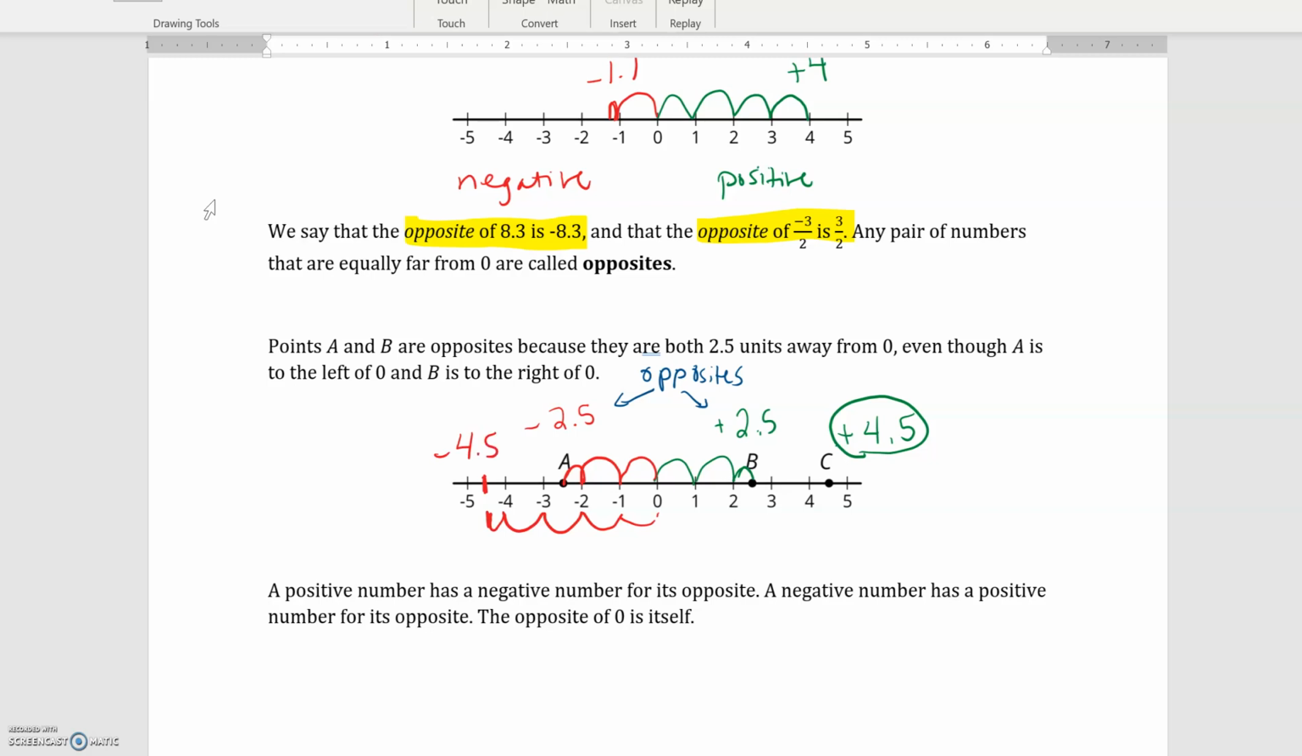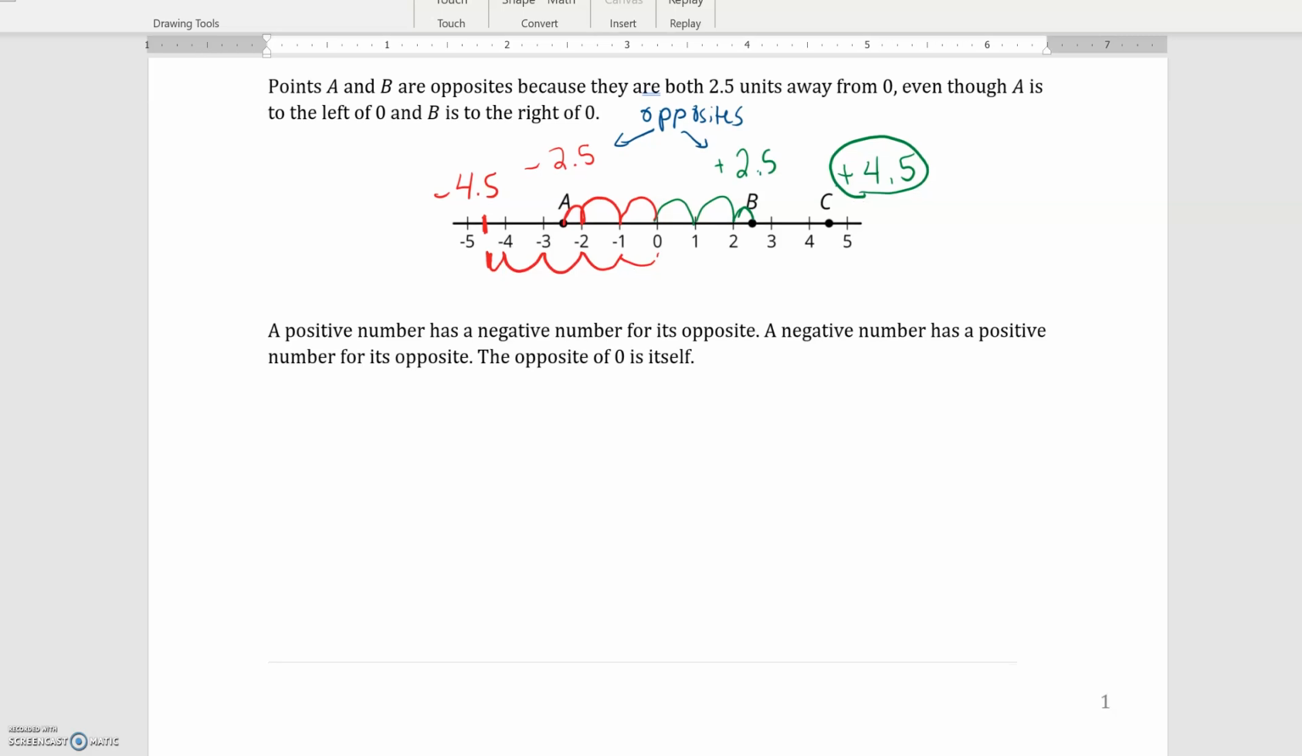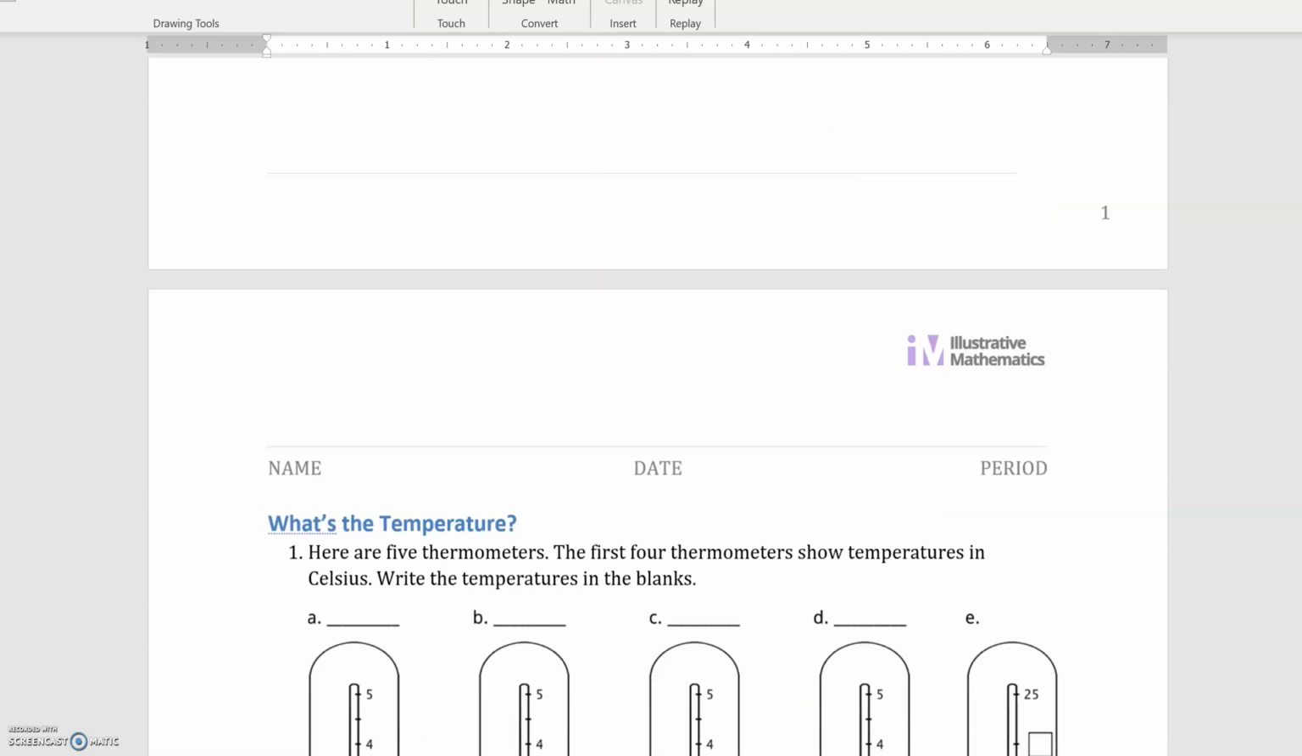So the rule of thumb here is that if you have a positive number, its opposite will be negative. And if you have a negative number, its opposite will be positive. And if you have 0, the opposite of 0 is the same number itself. And we're going to explore that concept by looking at some thermometers on the back of the front page and finding out their readings, and then also finding out their opposites.